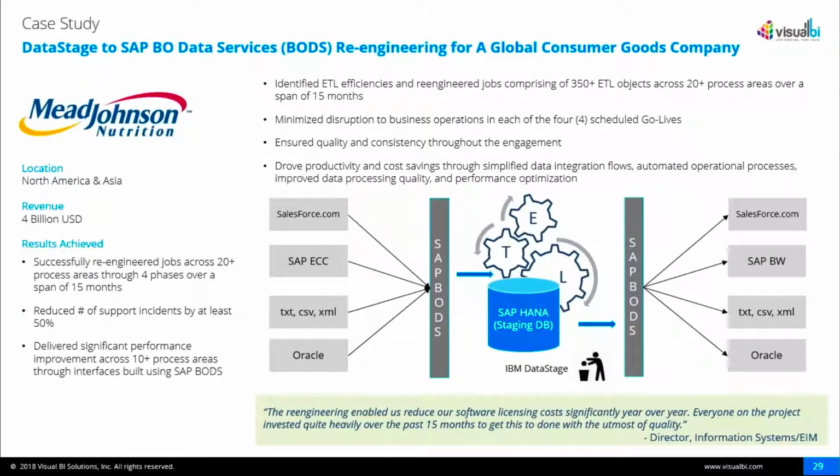Here, we are moving on to another case study where we migrated or re-engineered DataStage jobs to SAP BODS Data Services jobs for our customer Mead Johnson Nutrition. There were 350 ETL objects in Data Services that had to be rewritten, which belonged to 20-plus process areas. So we had to ensure there is minimal disruption for the business because we had to cut off the DataStage jobs and instantly bring up the Data Services. It has to be seamless for the business. This initiative was undertaken by Mead Johnson to increase productivity and reduce cost. The results: we reduced more than 50% of the tickets that came as part of the support, and we delivered significant performance improvement across 10-plus process areas.